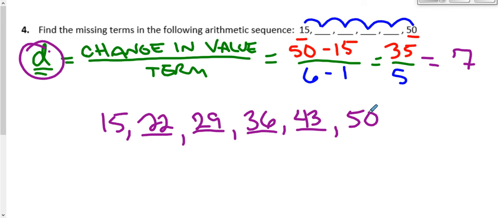So we found all the missing terms by calculating D, which is the total change in value divided by how many terms it took us to get there. So how many jumps did we have to make? All right, we're going to pick up with finding missing terms without the first term in the next video.